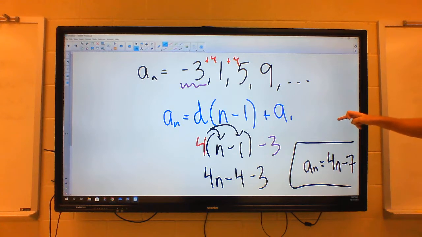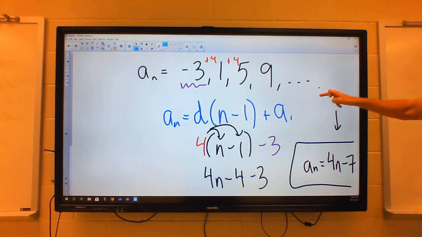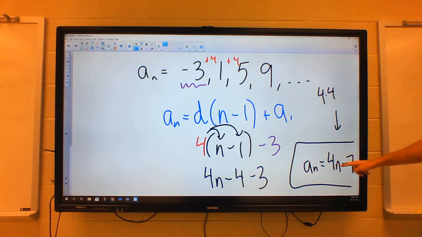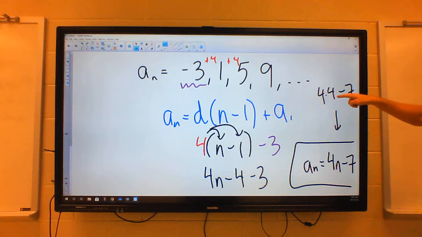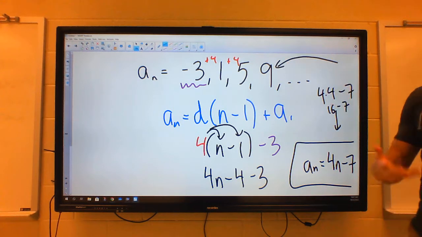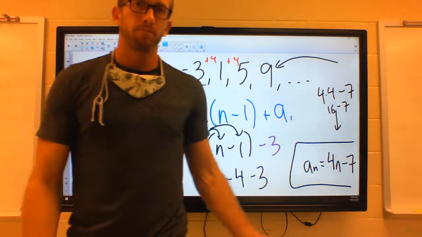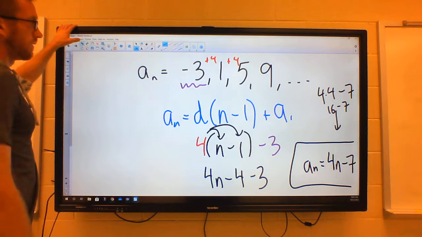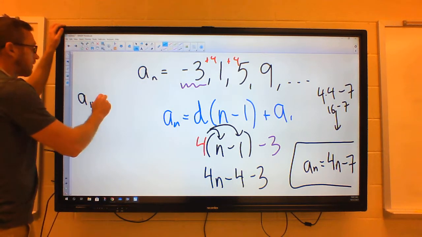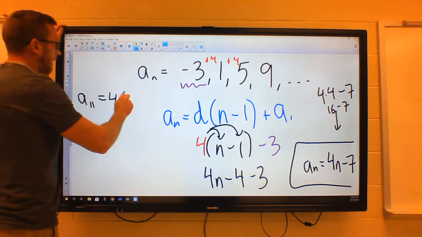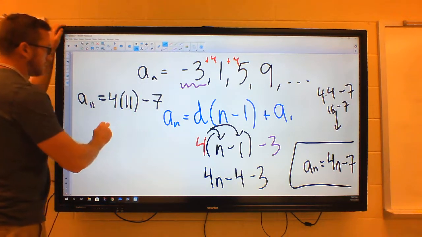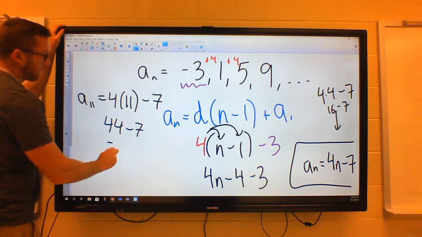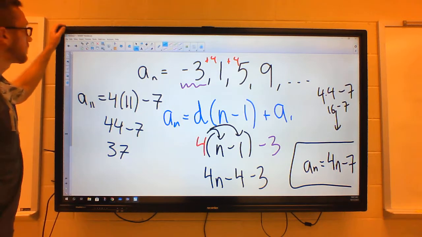And we can test that out if you want to. We know what the fourth term is. I plugged in 4 for n, 4 times 4, and then subtract 7, because 4n minus 7. The fourth term is 16 minus 7, which is 9. We already know that, so check, it works out. And in fact, if I wanted to find the 11th term, we plug in 11 for n. 44 minus 7 is 37. So it works out.